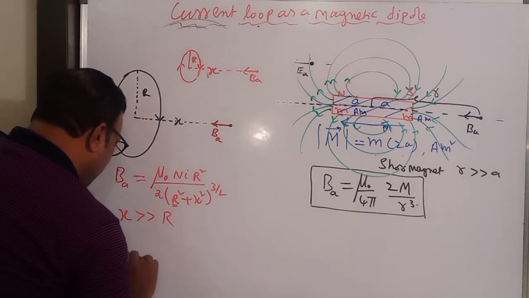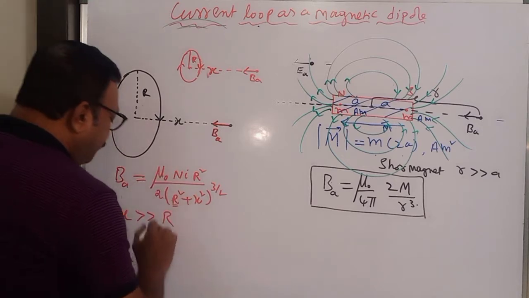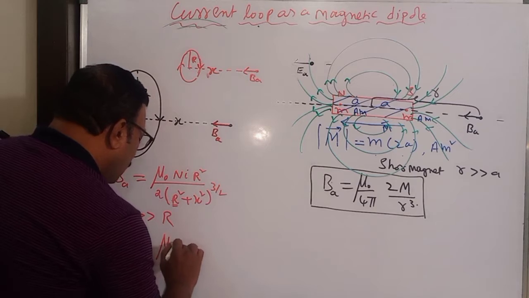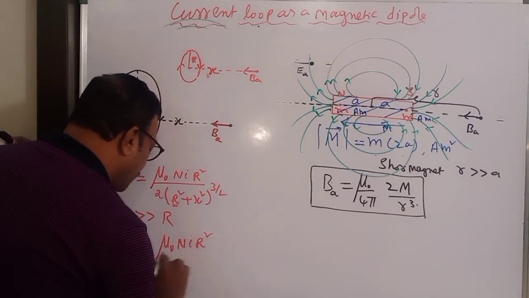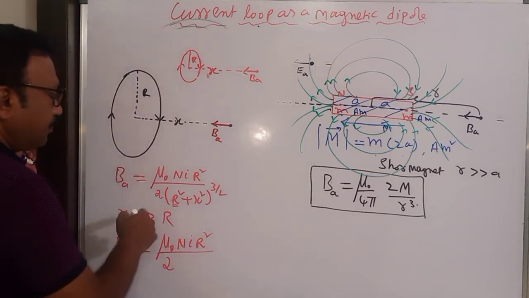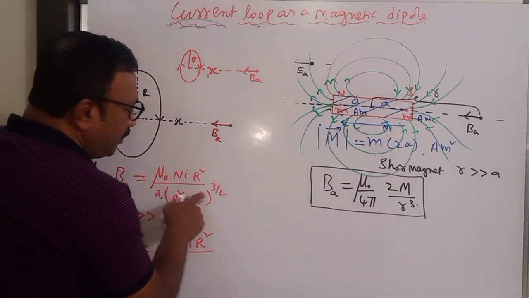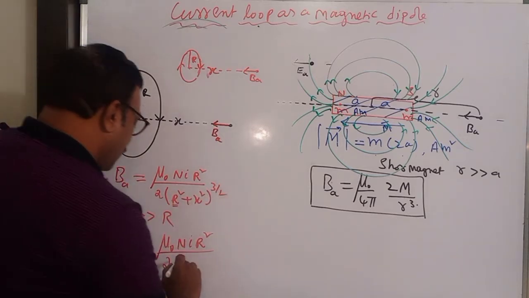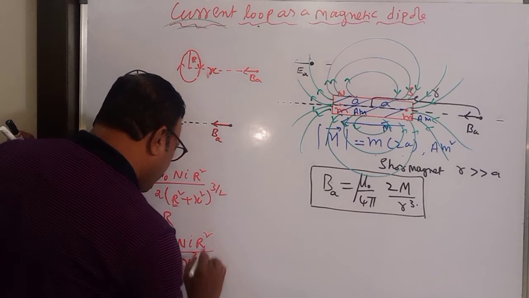So then what happens to B axial? This B axial is equal to mu naught N I R square divided by 2, with R square neglected, x square to the power of 3 by 2, so 2 times x cube.